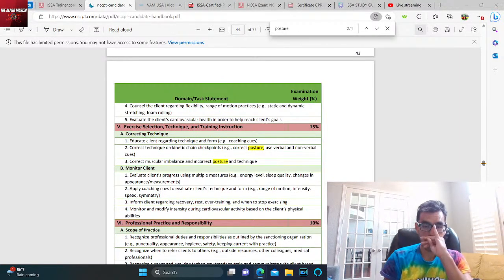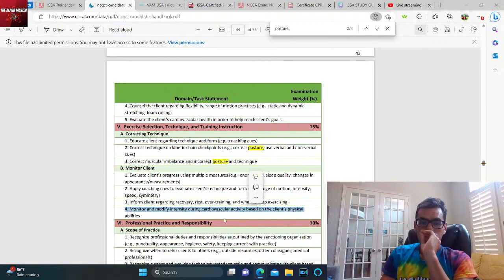Activities based on the client's physical abilities.